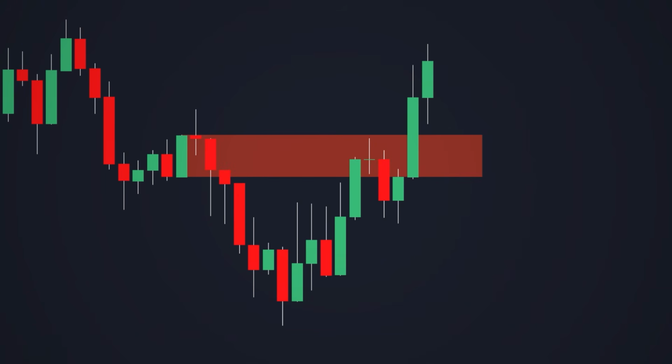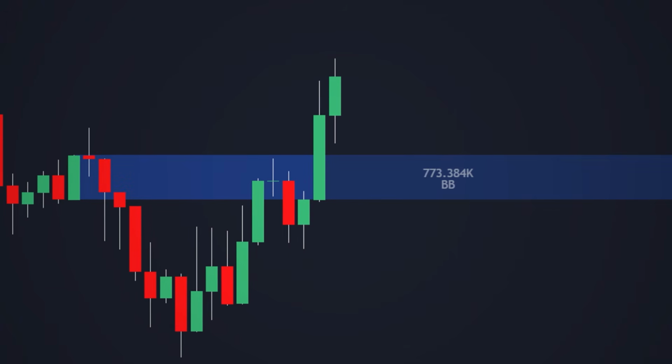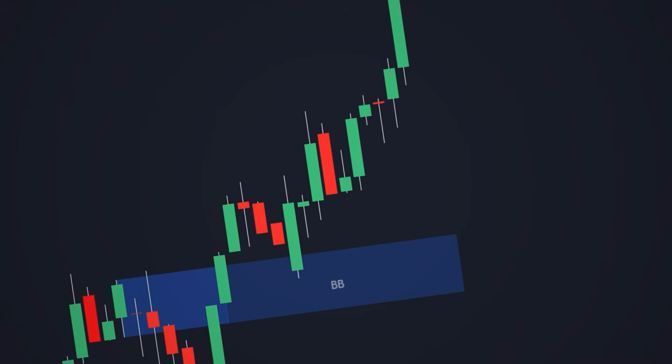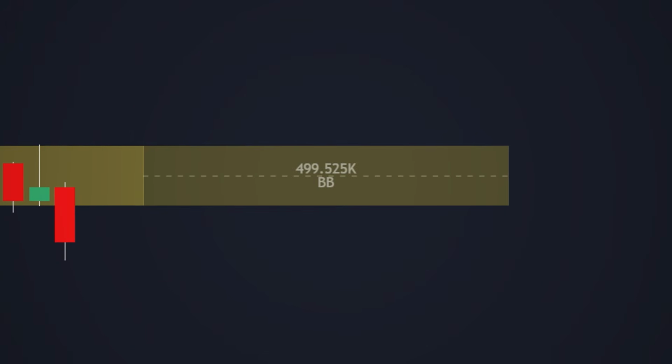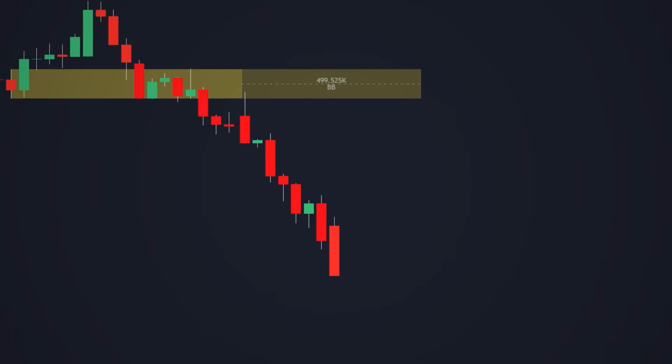But what happens when price doesn't respect an order block? When it blows right through it, that's when the zone flips and becomes a breaker block. Breaker blocks usually signal a major shift in sentiment and are great areas to enter for reversal setups. Just like order blocks, you can also show volumetric info on breaker blocks. Breaker blocks with high volume become strong support and resistance areas.